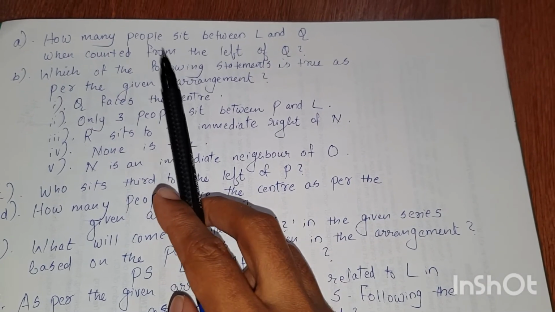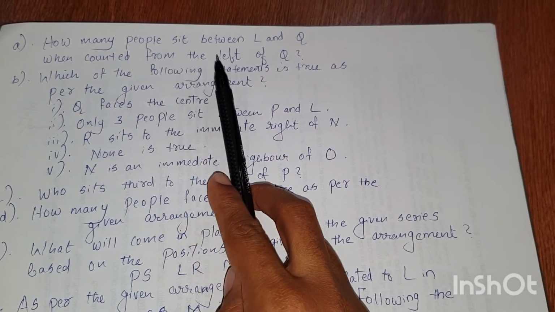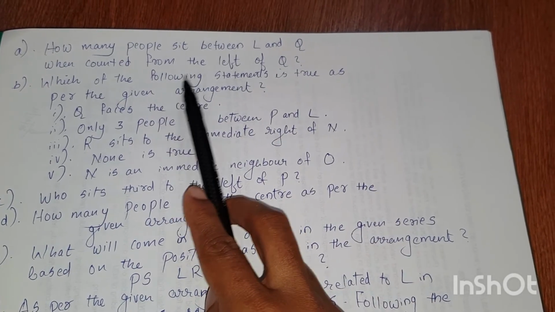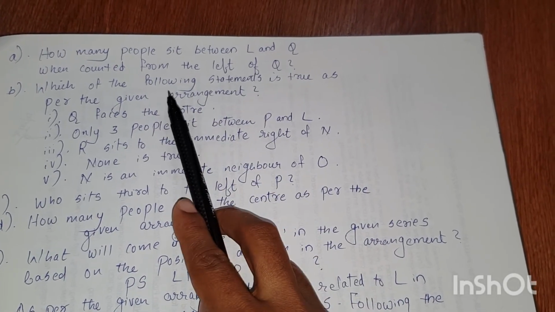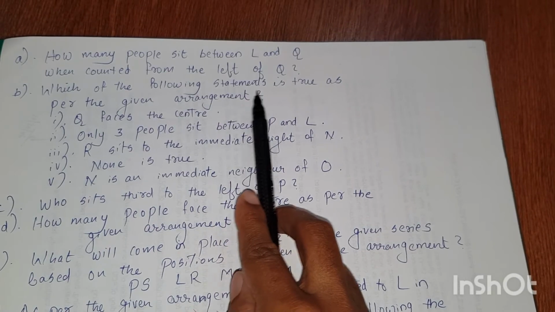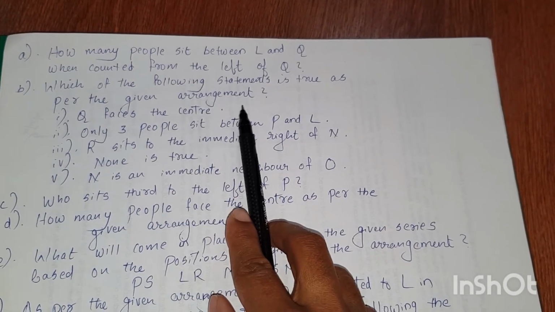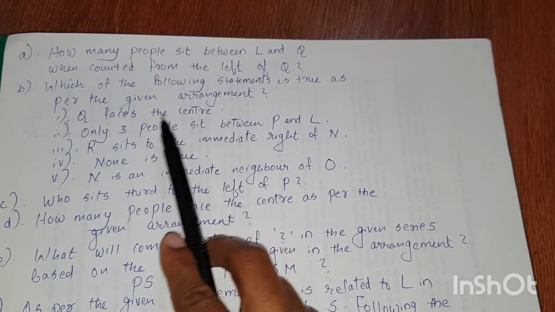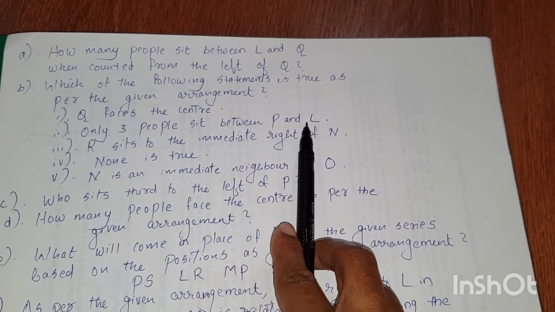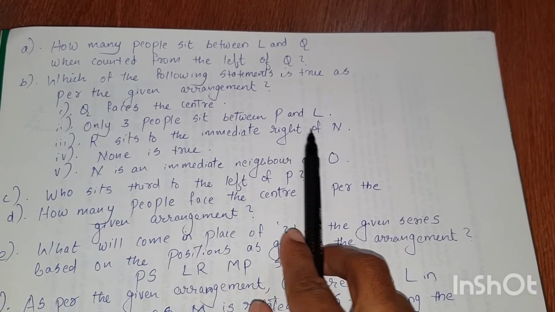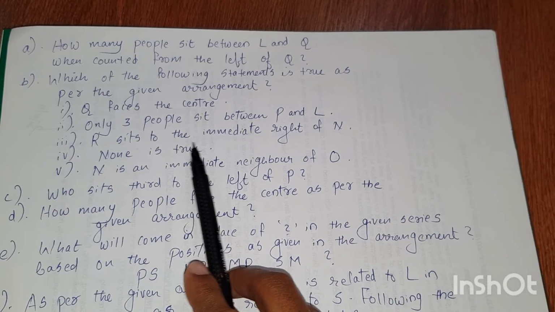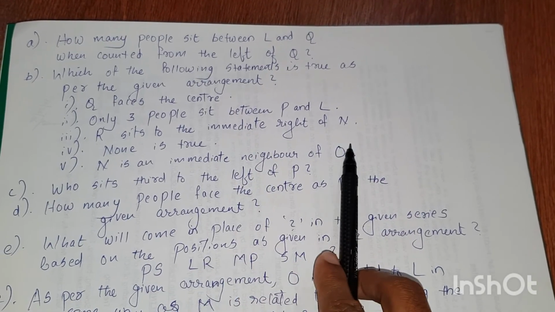And the questions are, first one, how many people sit between L and Q when counted from the left of Q? Second question, which of the following statements is true as per the given arrangement? Q faces the center. Only 3 people sit between P and L. R sits to the immediate right of N. None is true. N is an immediate neighbor of O.